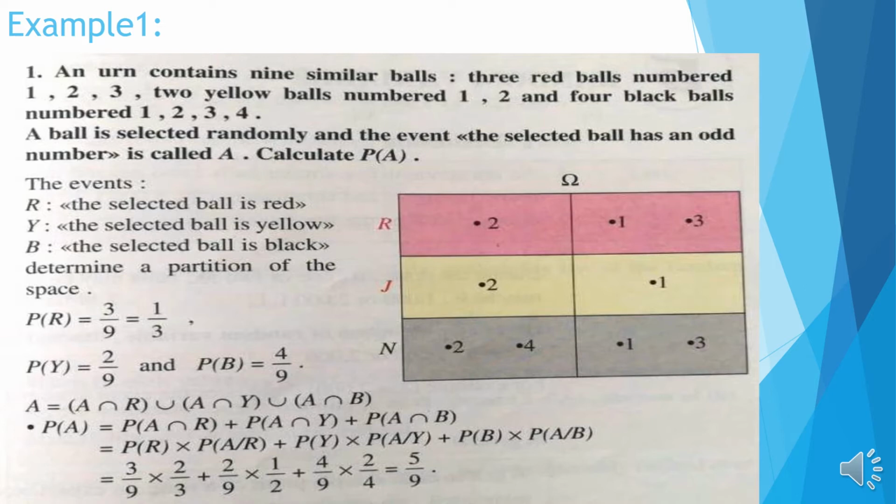The second: 2 over 9, the probability of Y, times the probability of A knowing that it comes from yellow. How many odd numbers among the yellow? There is 1. 1 out of 2, so times 1 over 2. Then 4 over 9, the probability of B, times how many odd numbers among the black? 2 out of 4, so times 2 over 4. And the answer is 5 over 9.